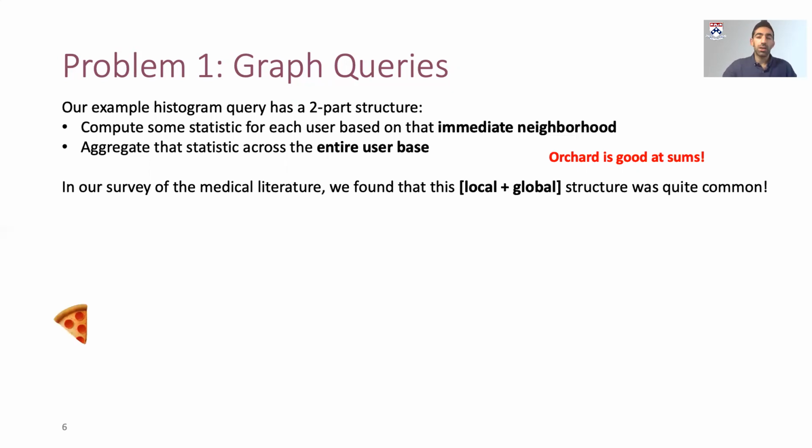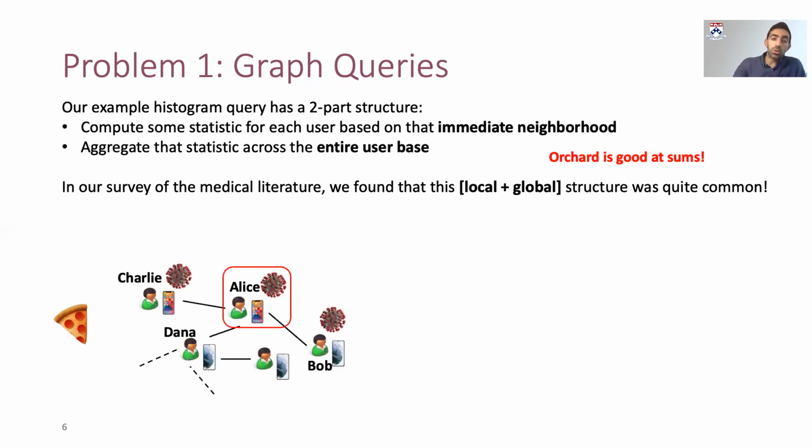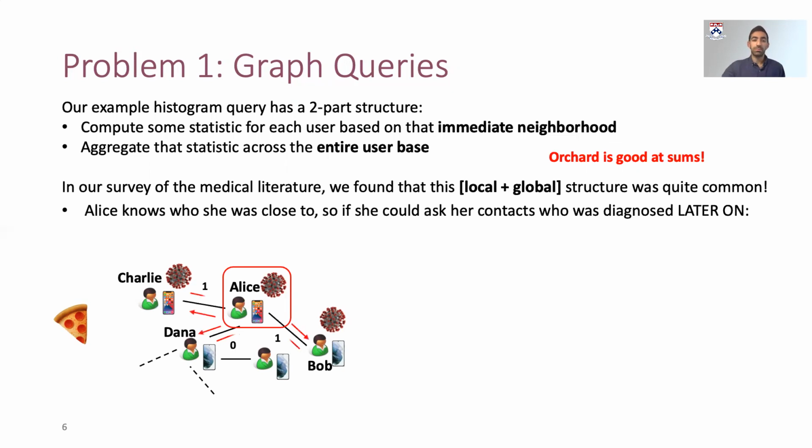So hypothetically for now, let's look at this pizza place. Now Alice's phone knows who she was close to in the pizza place. So if she could somehow ask these people whether they were subsequently diagnosed with COVID, she could compute some local histogram for herself. So here she's asking her neighbors, Bob and Charlie both report a 1 bit because they're both infected, and Dana reports a bit of 0. So Alice can just sum these up. And now if everybody in the system did this, we could just sum it up to get our final answer.